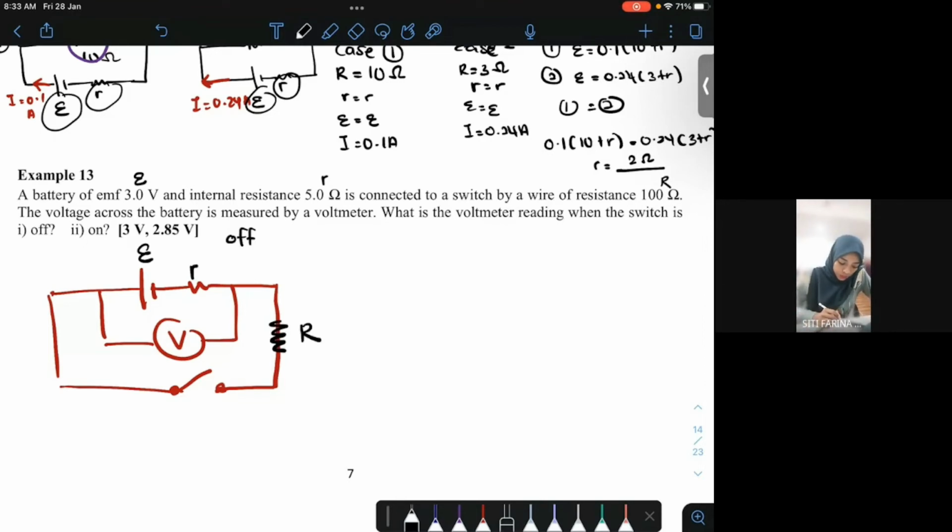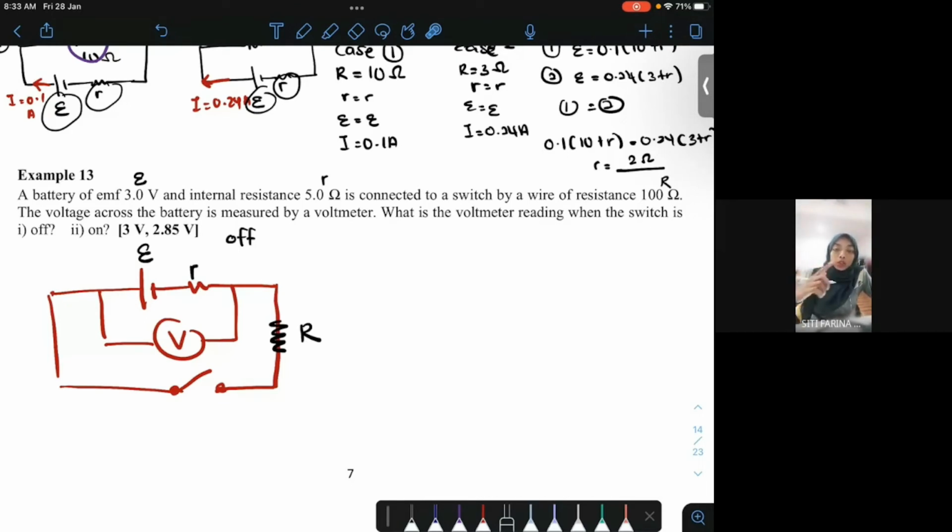Okay, the voltage across the battery is measured by a voltmeter. So kita connect voltmeter across the battery dekat sini. What is the voltmeter reading when the switch is off? Switch is off maksudnya kita tak onkan dia. Maksudnya litar kita terbuka.